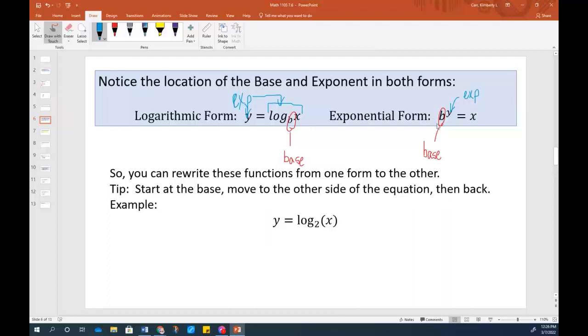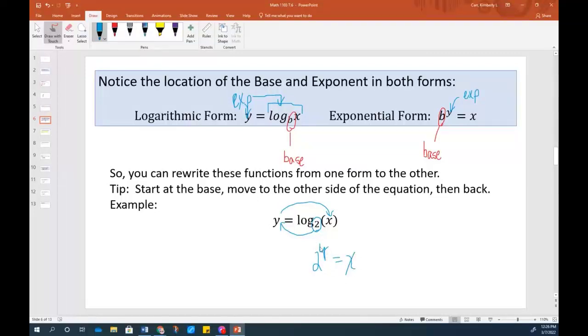Looking above in this blue box on the exponential form, if you started at the base b, then you would move to the other side of the equation and have x equals y. So it would be log base b of x equals y. Or here, what we're going to do is start at the base, go to the other side, and then back. On this particular one, we would say 2 to the y equals x.